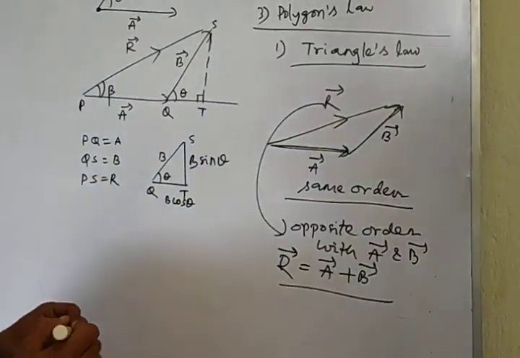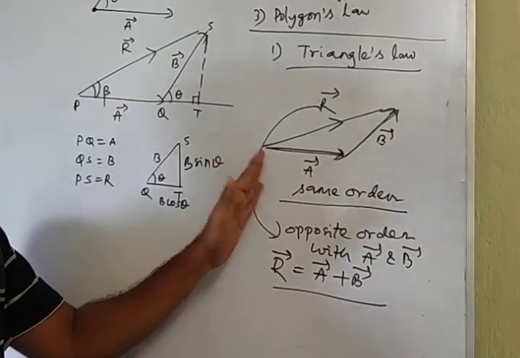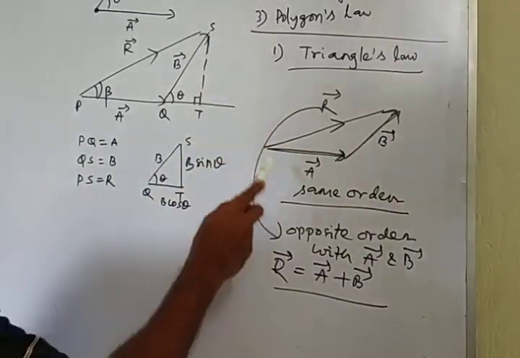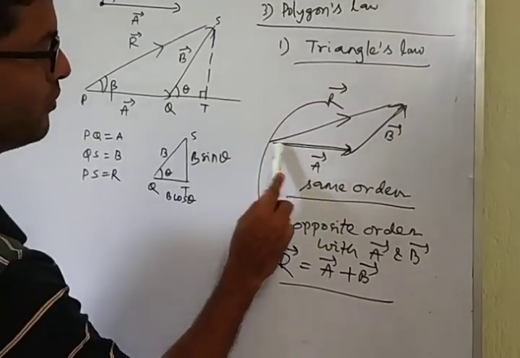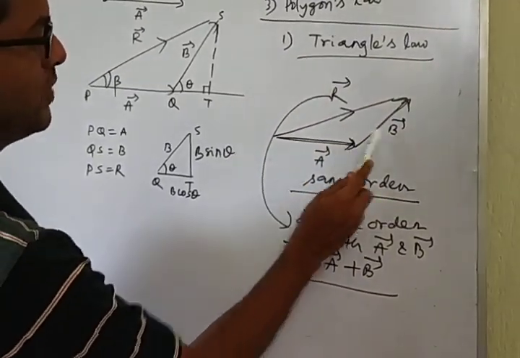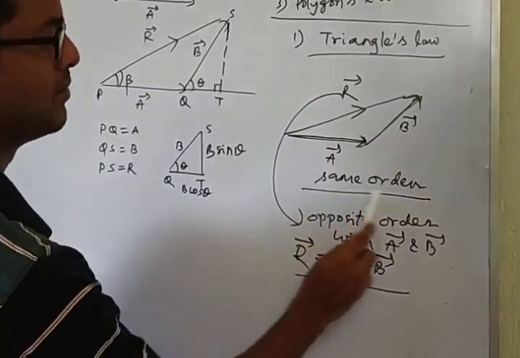Once again I am repeating it. Remembering the statement is less important than understanding the concept. So try to understand, because there are so many statements in various books. If I represent two vectors by the two sides of a triangle, all taken in same order.